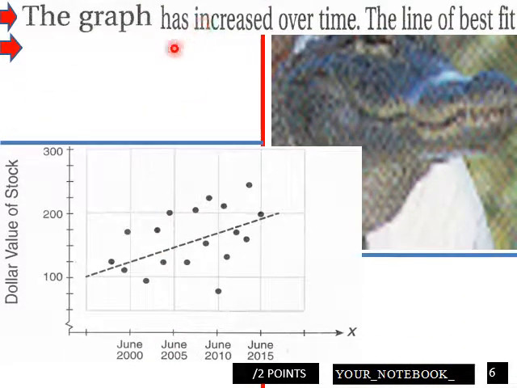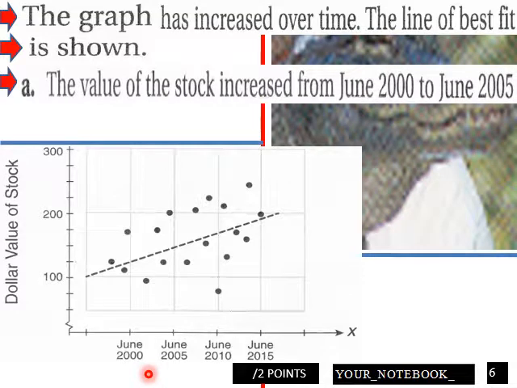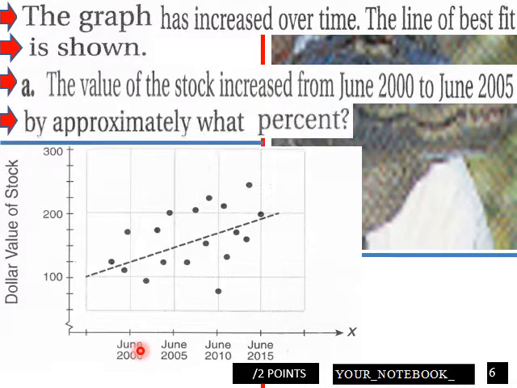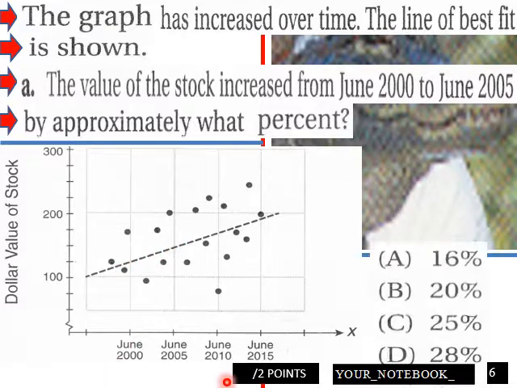So the graph has increased over time. The line of best fit is shown. This is the line of best fit. The value of the stock increased from June 2000 to 2005, right here, by approximately what percent? So how did we figure that percentage increase between 2000 and 2005? And how much would it be?